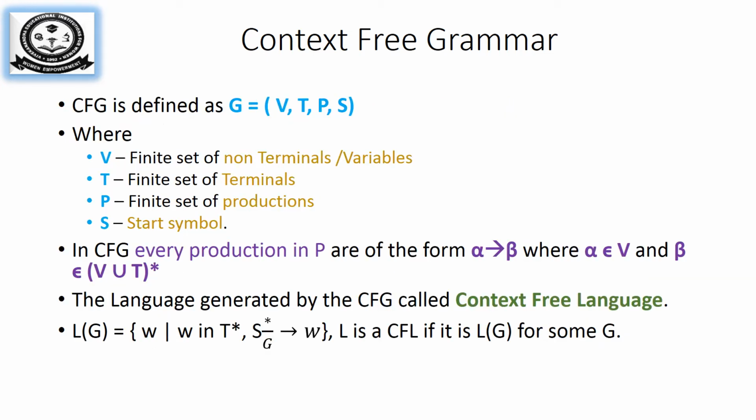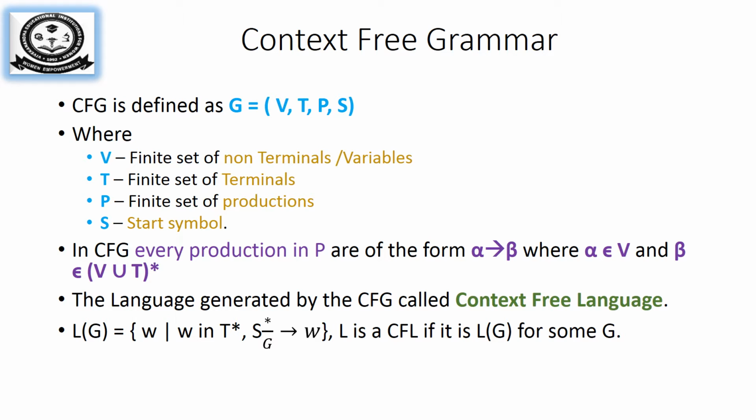So how do we define the context-free grammar? Similar to a grammar, it consists of V, T, P and S. V stands for non-terminal symbols or variables, T stands for terminal symbols, P is for production rules, and S is the starting symbol.